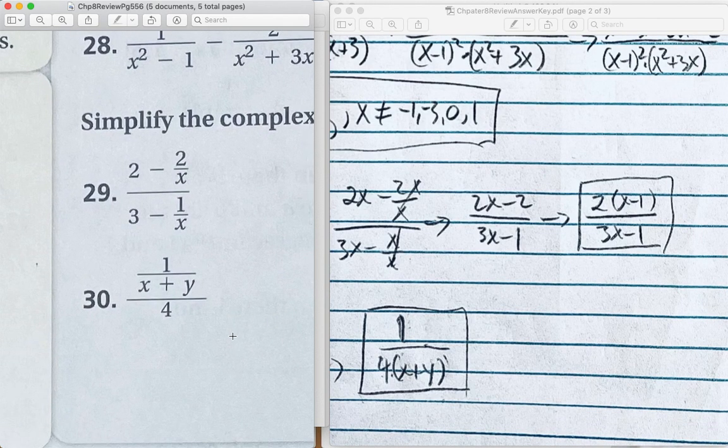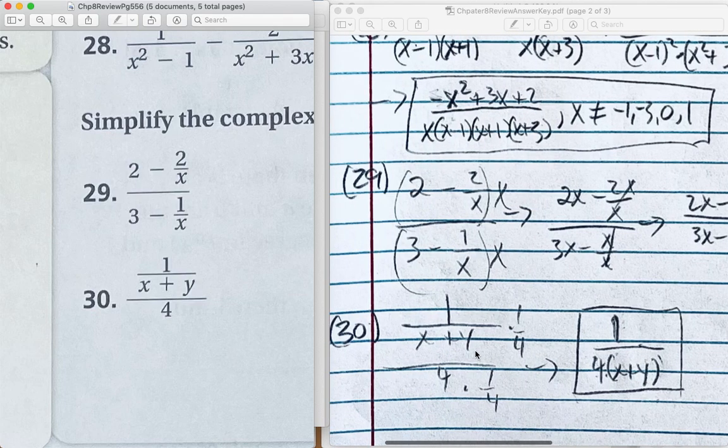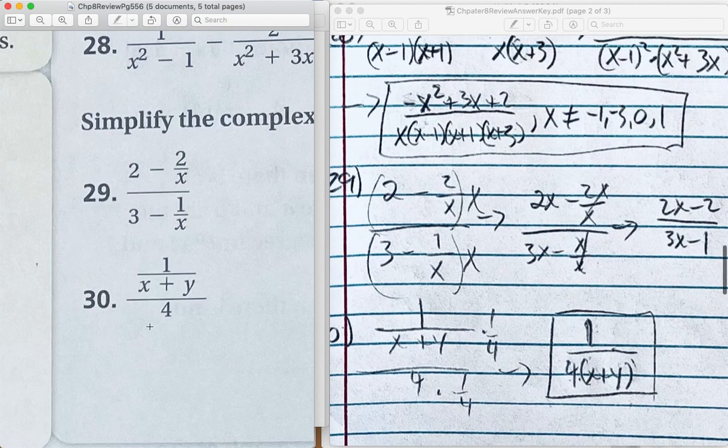For number 30, I have 1 over x plus y, all over 4. So in this case, the denominator here is 4. To get rid of this 4, I'm going to multiply top and bottom by 1 over 4. 1 over 4 down here, 1 over 4 up here. This crosses out, and I get 1 in the denominator. It goes away. This 1 times 1 is 1 in the numerator, and I distribute the 4 across, or 4 times xy, and I am done.